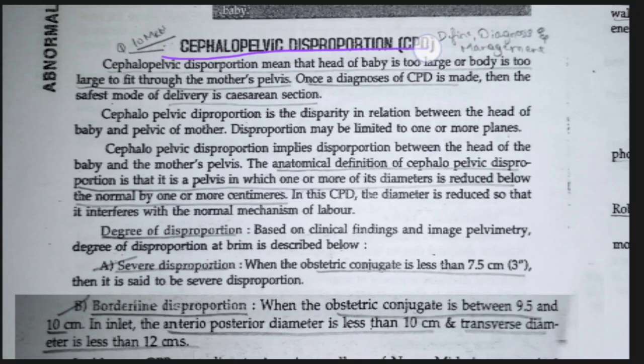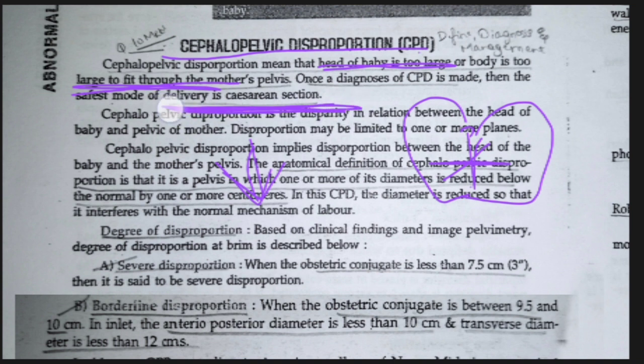Cephalopelvic disproportion. In this condition, the diameter of the pelvis, either anterior posterior, transverse or oblique, will be smaller than the normal pelvis which is suitable for delivery. We feel the baby's head is too large or the baby can't fit into the mother's pelvis. It will be very difficult for the delivery process. In this condition, we generally perform C-section, which is the safest mode of delivery.